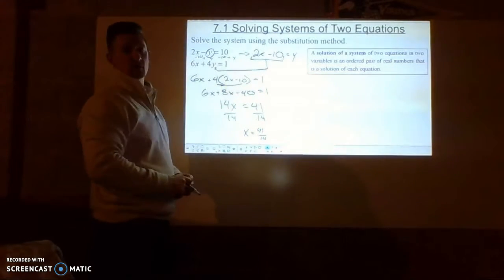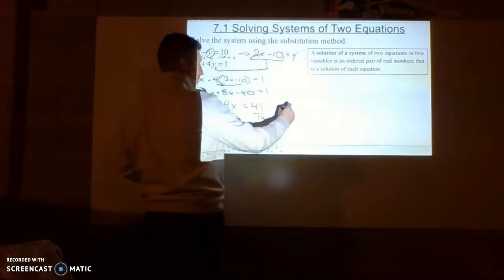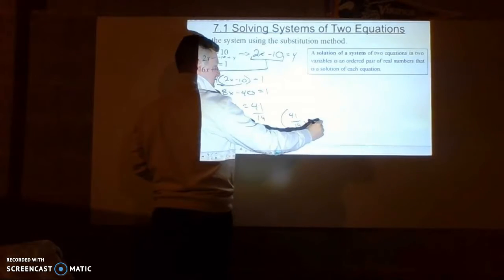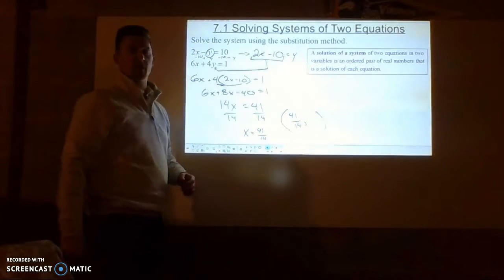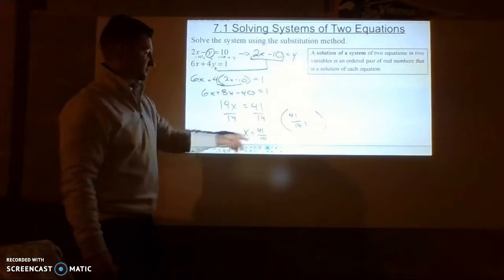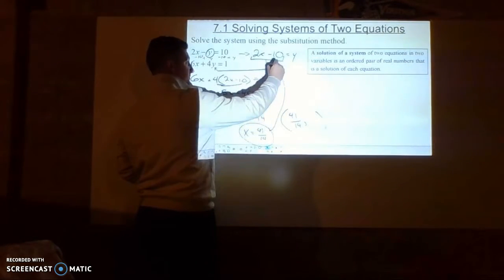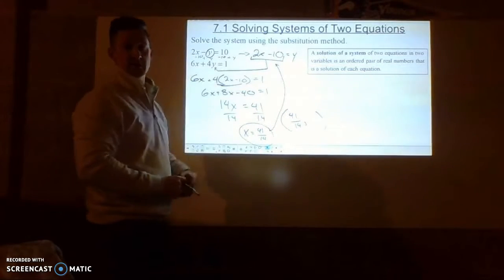Now that's half of the ordered pair that is my answer. So I'm going to start, my ordered pair is 41/14, comma, something. Well, what is that something? Well, to figure out the y value, I'm going to substitute again. But I'm going to take the x value that I know is the answer and substitute it back into this equation that gives me y.